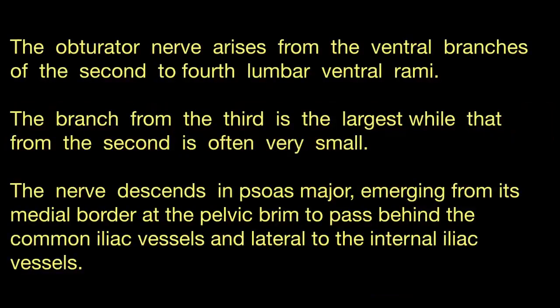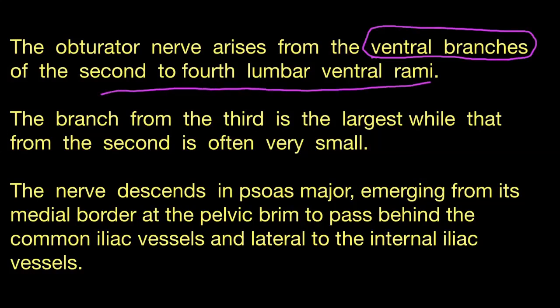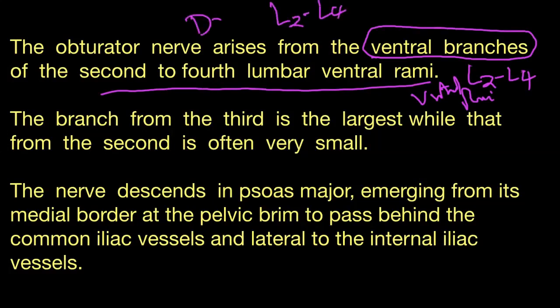So the obturator nerve arises from the ventral branches of the second to fourth lumbar ventral rami, L2 to L4 ventral rami. Whereas the femoral nerve is L2 to L4 dorsal rami. That is the difference you have to remember. The branch from the third is the largest, while that from the second is often very small.